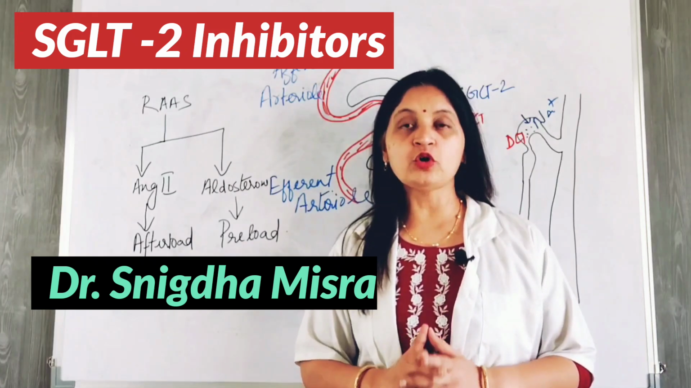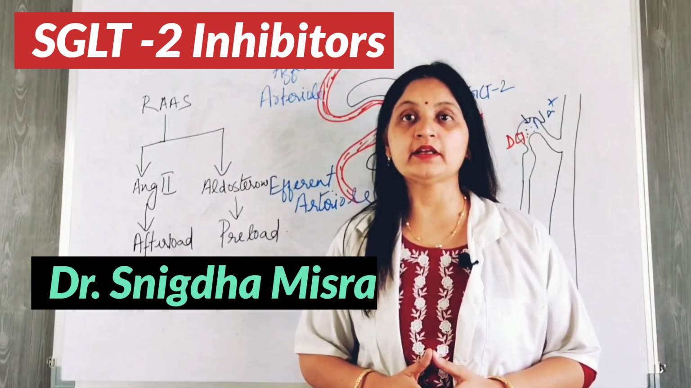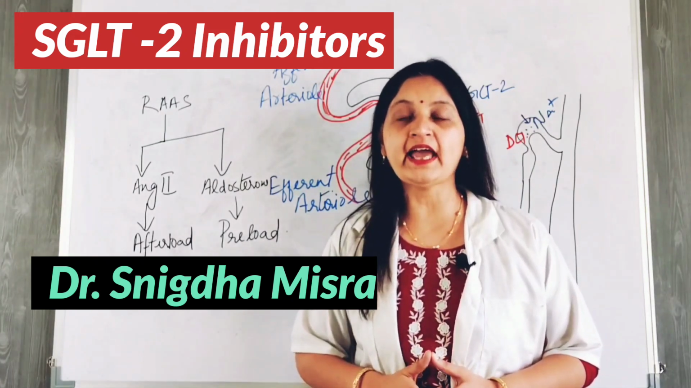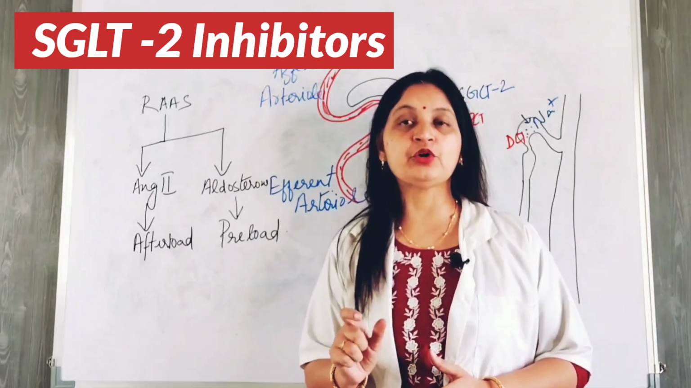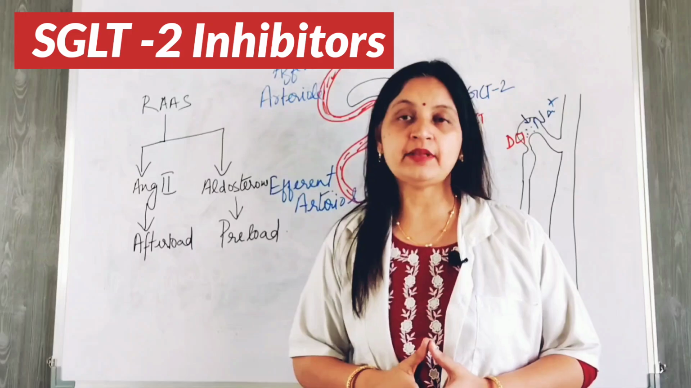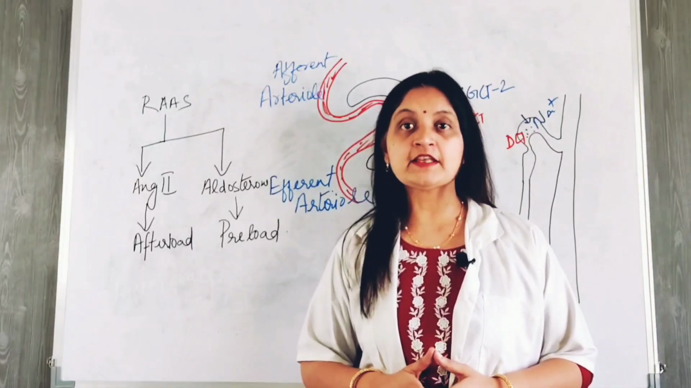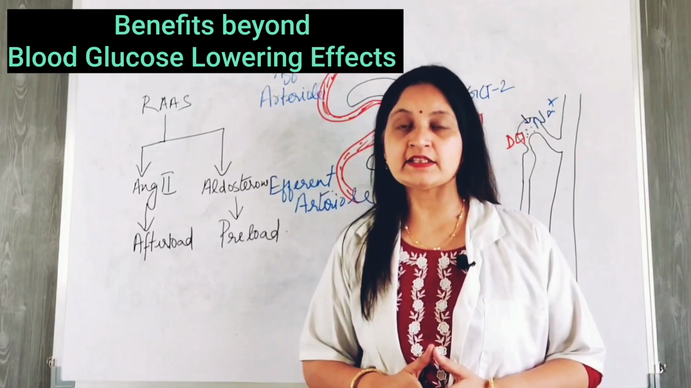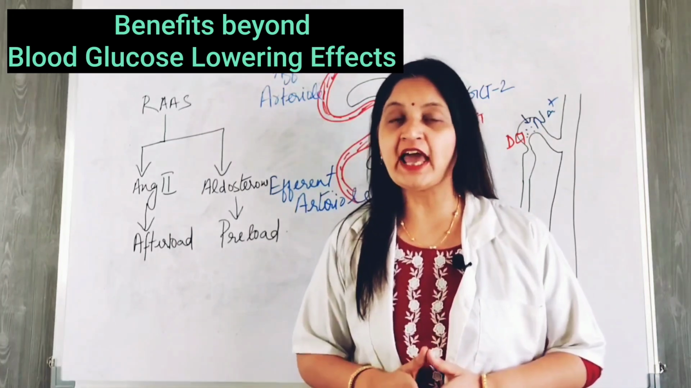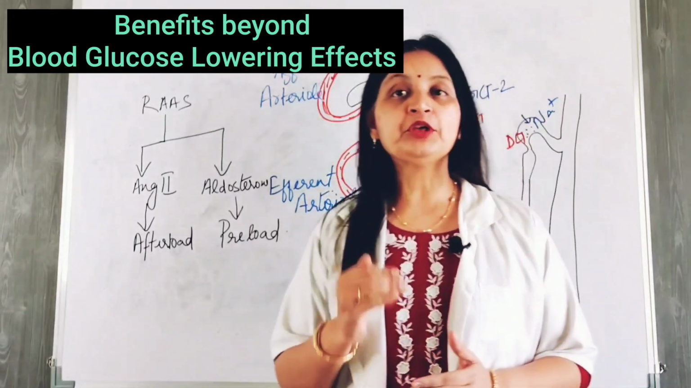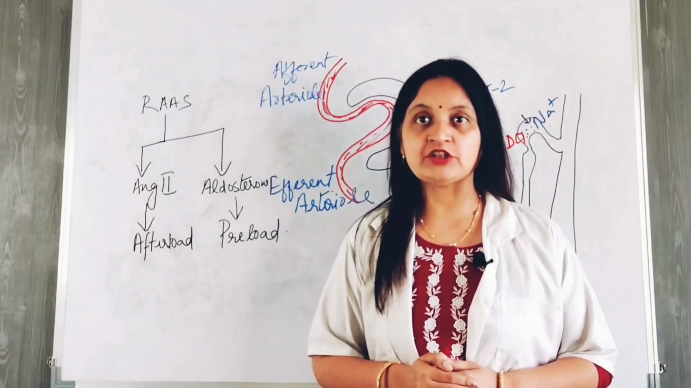SGLT-2 inhibitors, or sodium glucose cotransporter inhibitors, are a new class of anti-hyperglycemic agents and are used for the improvement in glycemic control in type 2 diabetes mellitus. So in this video, I will be explaining the blood glucose lowering mechanism of SGLT-2 inhibitors and also some of the beneficial actions of these drugs beyond their glucose lowering potential.